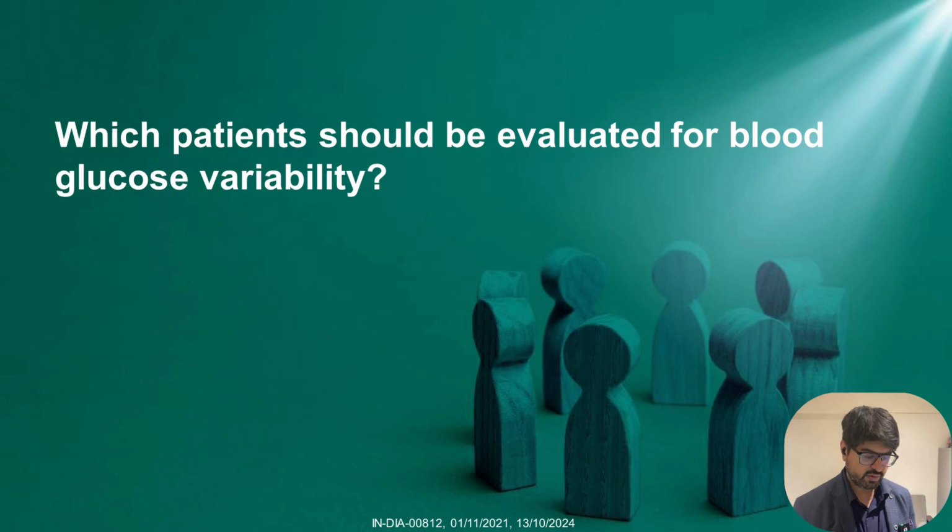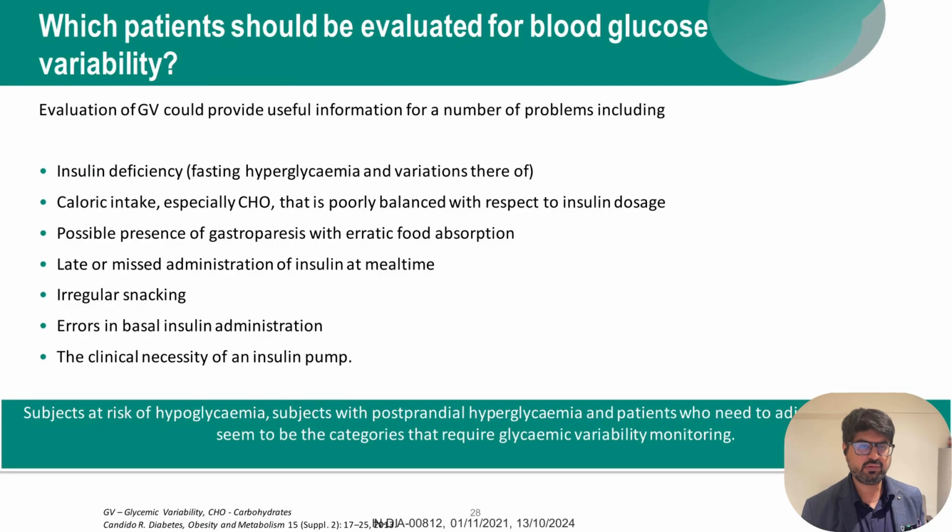Okay, so which patients should be evaluated for glycemic variability? What kind of patients should you look for glycemic variability in? For example, if you have a patient with HbA1c of 7.1, and you are just giving this patient a sitagliptin metformin combination, you don't need to check for glycemic variability. But if you have a patient on multiple doses of insulin, or who has chronic kidney disease, or an elderly patient, all these types of patients, you need to look for glycemic variability.